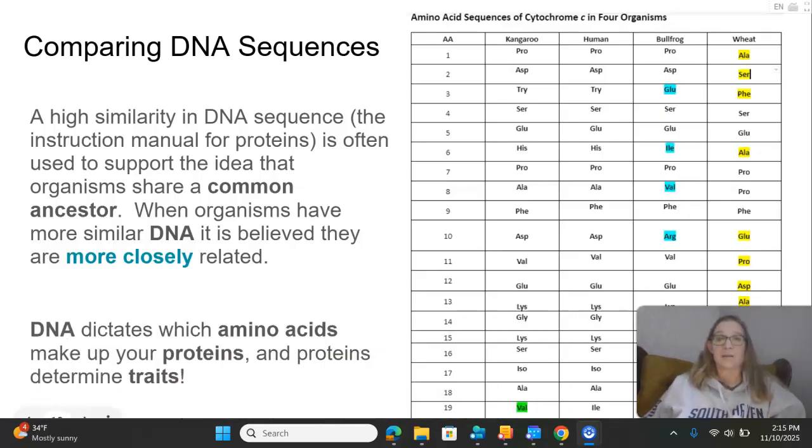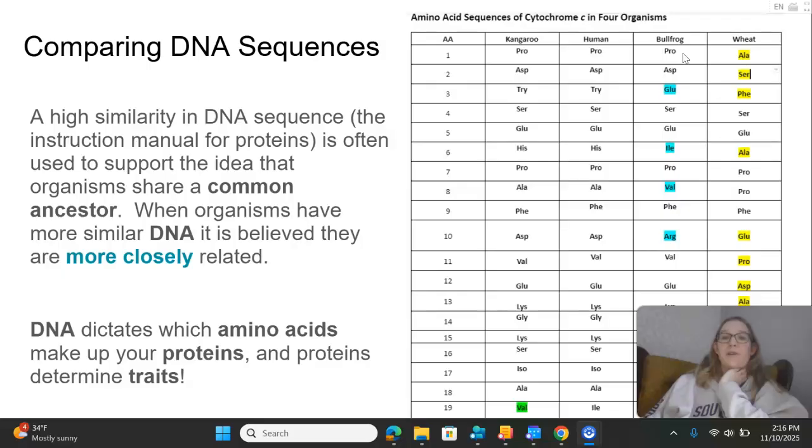Okay, so if we look at the DNA, so the recipe cards for these different proteins in a kangaroo and human, bullfrog, and wheat, right? Four different kingdoms here. Not completely. Well, animals and then a plant kingdom. So just two kingdoms. The amino acid is kind of a unit of the recipe card. Okay, so the kangaroo and humans and bullfrogs would all have proline as their first amino acid, which is dictated by the DNA. Okay, wheat already has alanine instead of proline.